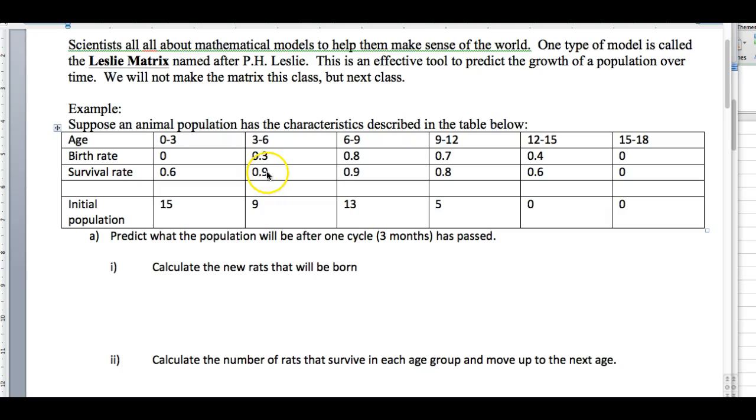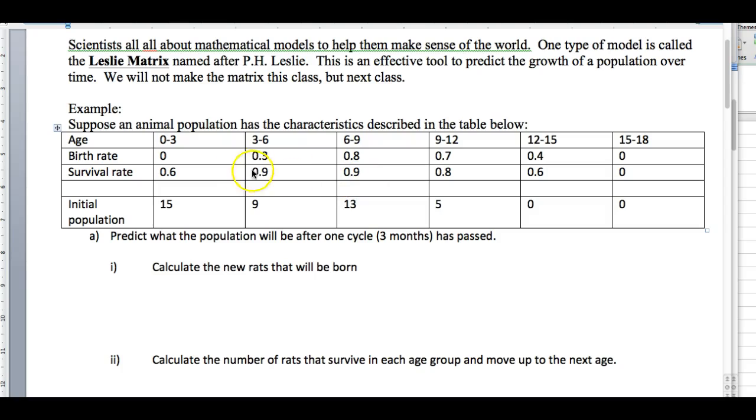And then similarly here, 90%. So this talks about infant mortality and things like that. Anything that was born, they're more likely to die when they're young than as they get older. So 90% from this group move on to the next group, then 80%, and as they get older, they'll die off. And then here, 15 to 18 years old, this means that nothing lives past 18 years old. There is no survival rate past that.